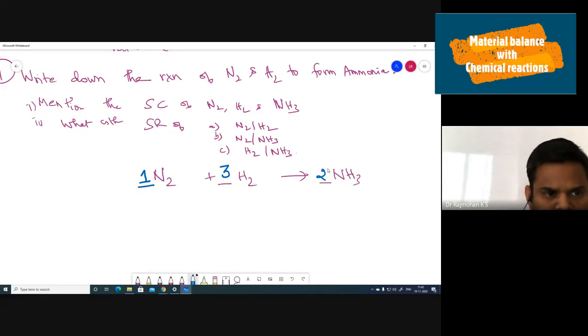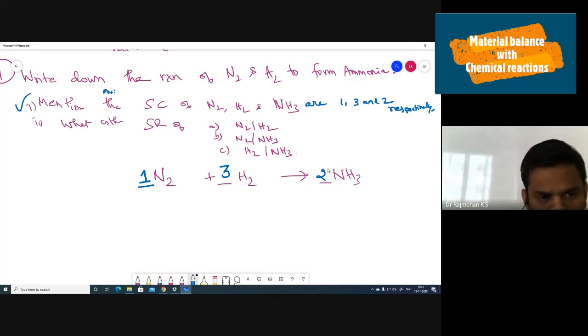So what is the answer for the first part? Mention the stoichiometric coefficients of nitrogen, hydrogen, and ammonia respectively. What are they? You can write the answer as: the stoichiometric coefficients of nitrogen, hydrogen, and ammonia are 1, 3, and 2 respectively. Okay, that is the answer for this part.